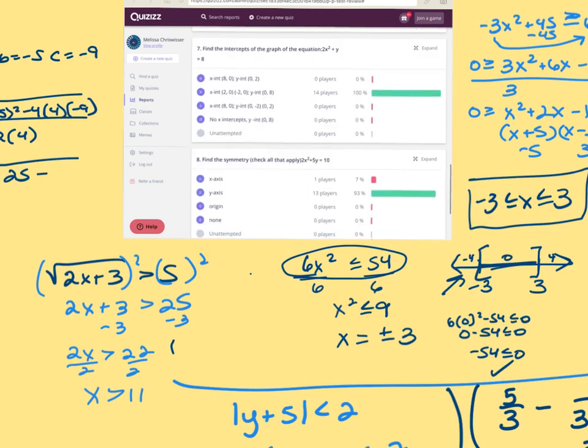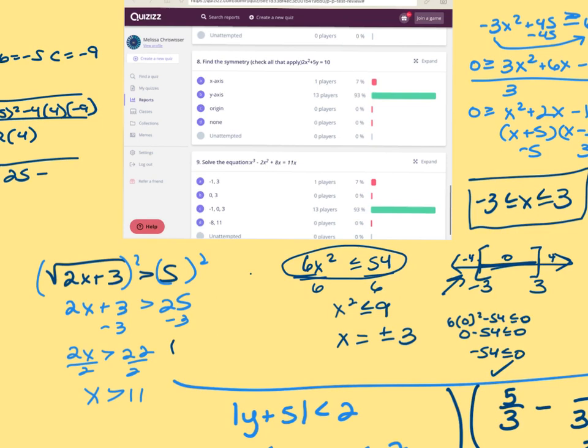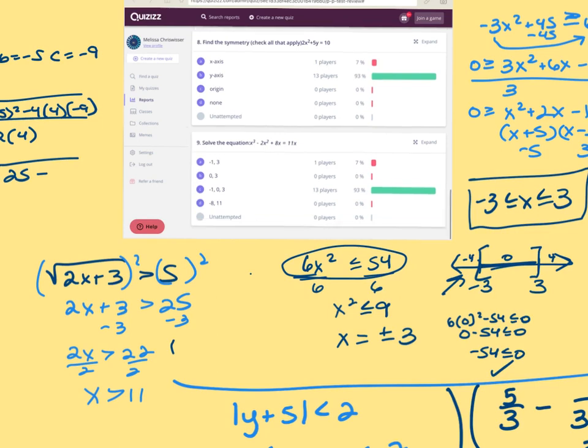Intercepts, you guys did good. Symmetry, just be really careful there. Somebody put x-axis, so it's just the y-axis. And solving, moving everything to one side and factoring, you guys did good too. All right. Any questions for me overall on anything that's on your test?